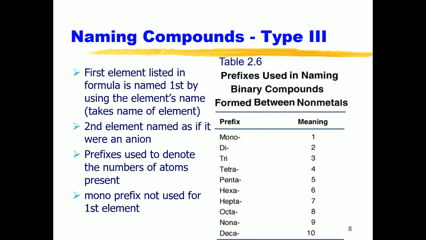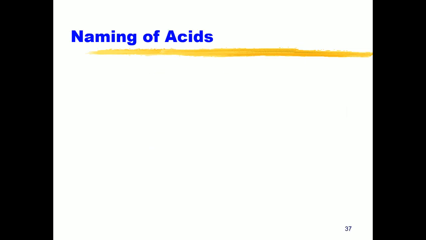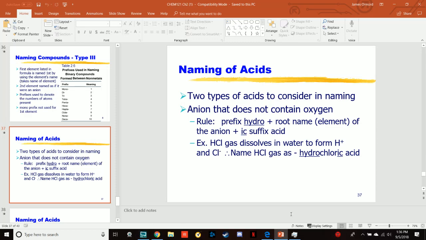Also, I do want to mention here that sometimes we will drop prefixes. And the main one is the mono prefix on the first element. That's typically dropped. You also have a little bit of weirdness with the vowels too. And I'll go ahead and do an example here. Let's just do a couple of these so we make sure that we're getting a little bit of practice of everything. So let's switch back to the dot cam before we do the acid stuff.